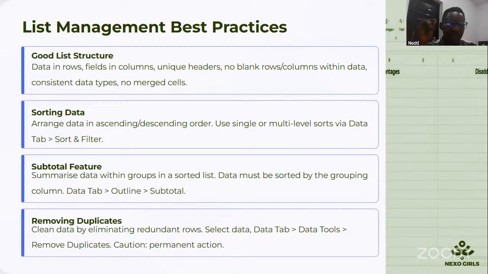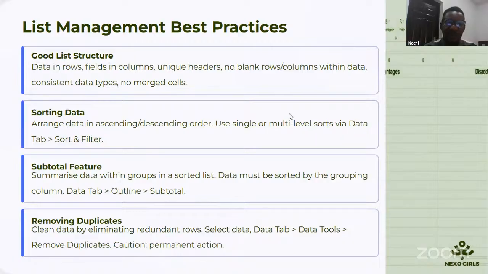Every single cell under that field must be the same kind of data. For instance, you shouldn't have dates under a field called first name. If you have first name, everything down must be names, okay? Then inserting data, we have a single level and multi-level.